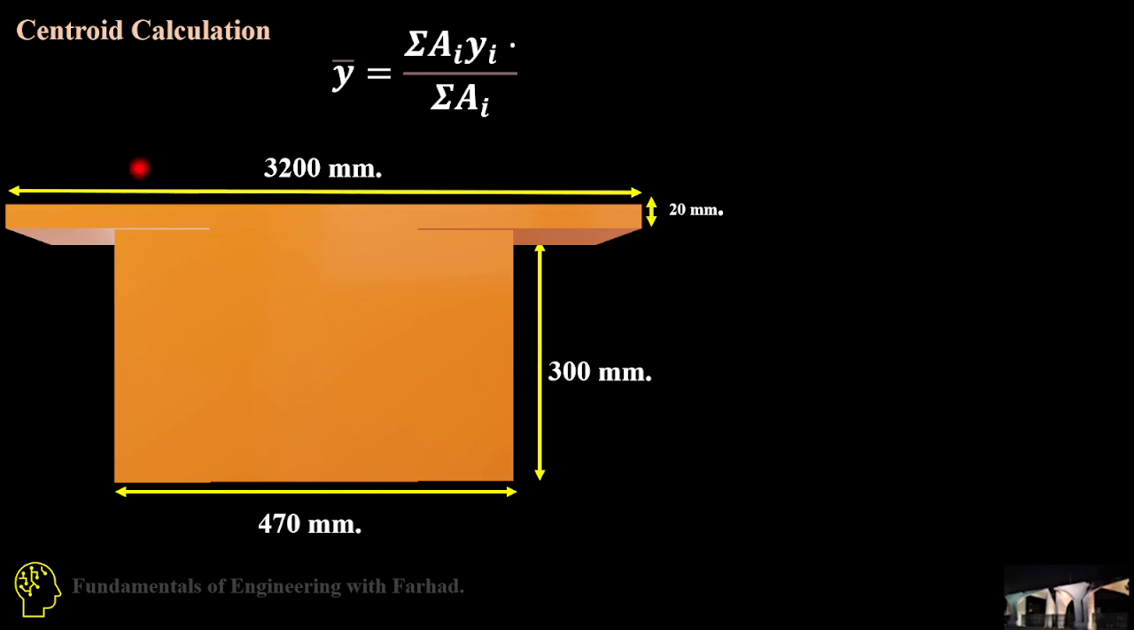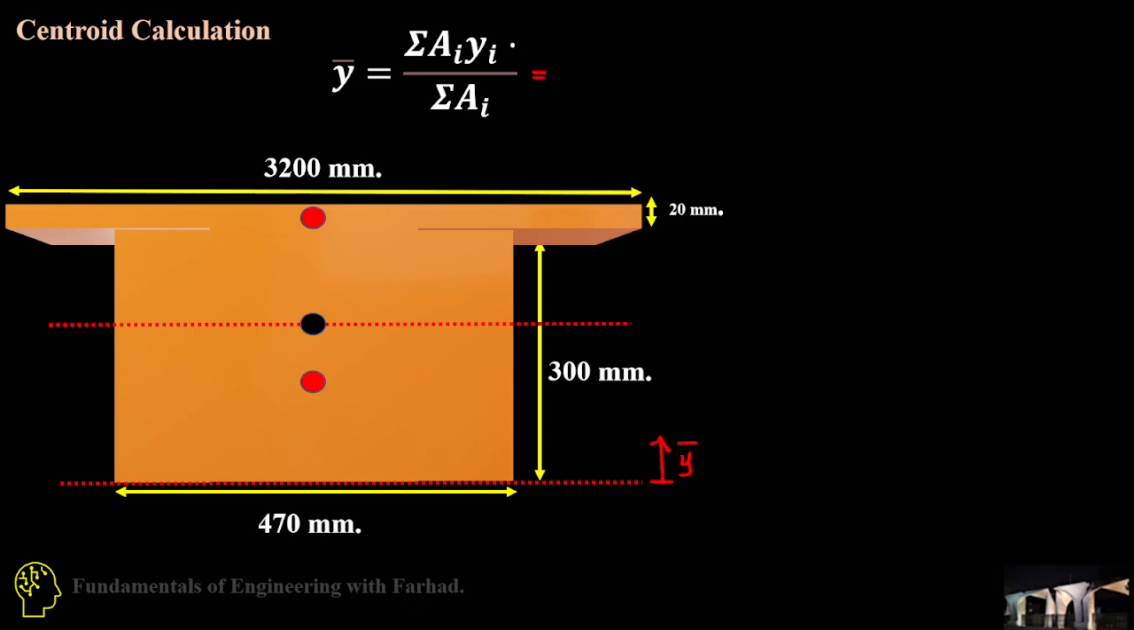The second step in the calculation of stress is to calculate the centroid from a base. If we consider our base at the very bottom of the section, y bar is equal to the summation of area times the midpoint, or centroid, of that section, over the summation of the areas.